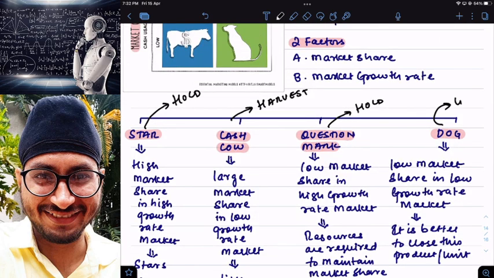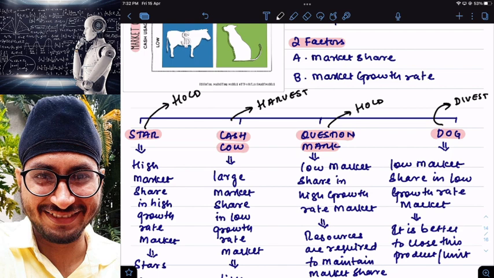Here this is divest. So star, I should try to hold. Cash cow, I should try to harvest. Question mark, I should try to hold. Dog, I should try to divest. I hope you understood what is what for which one. Clear?